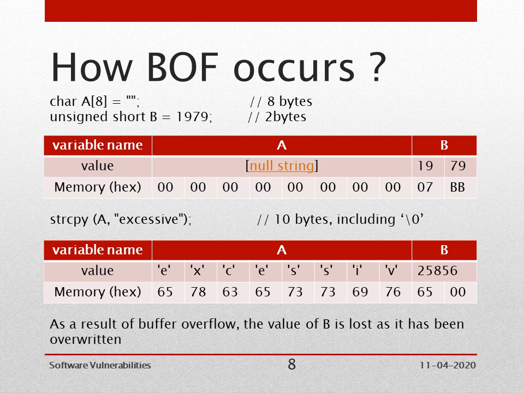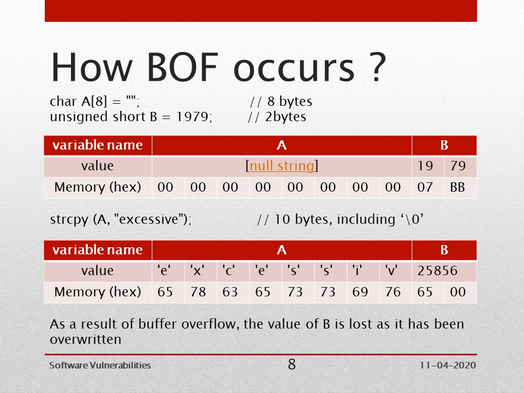As you can see, the variable a has been allocated 8 bytes. The values in those 8 bytes are all zeros to indicate the empty string. And the variable b has been allocated 2 bytes. The binary equivalent of 1979 will be stored in those two locations. Their hexadecimal notation has been used for convenience.